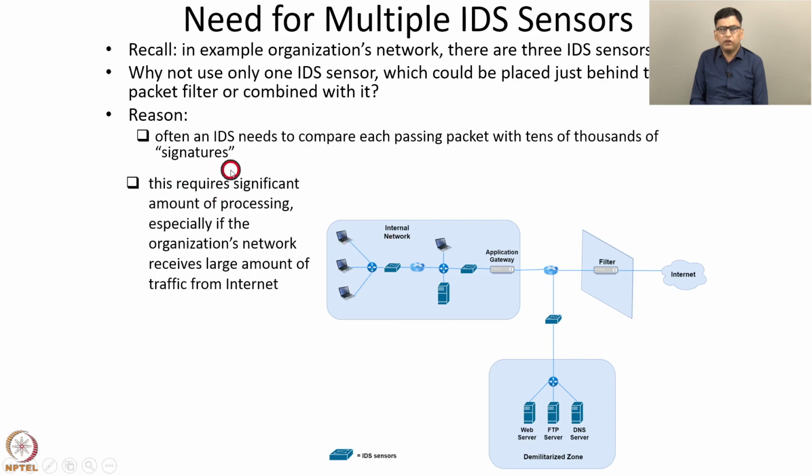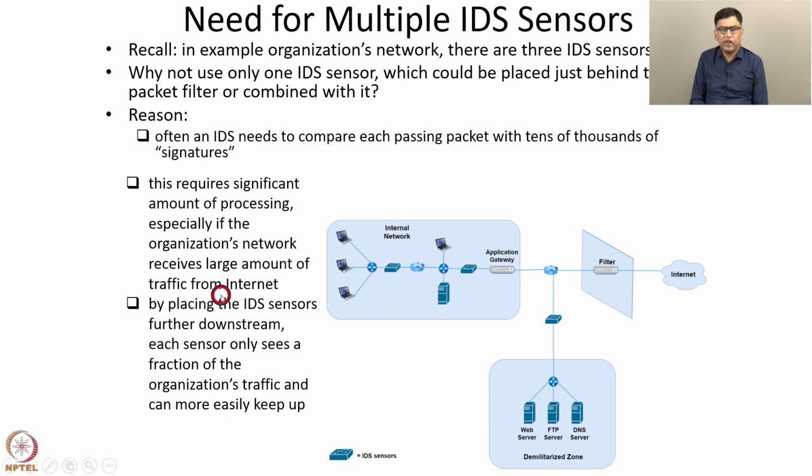So this comparison of the packet information with signatures requires a significant amount of processing, especially if the organization's network receives a large amount of traffic from the internet. So if it's a busy network, it will receive a lot of traffic from the public internet. In that case, all these packets will have to be compared with signatures, tens of thousands of signatures, which requires a lot of processing. So by placing the IDS sensors further downstream, each sensor only sees a fraction of the organization's traffic and can more easily keep up.